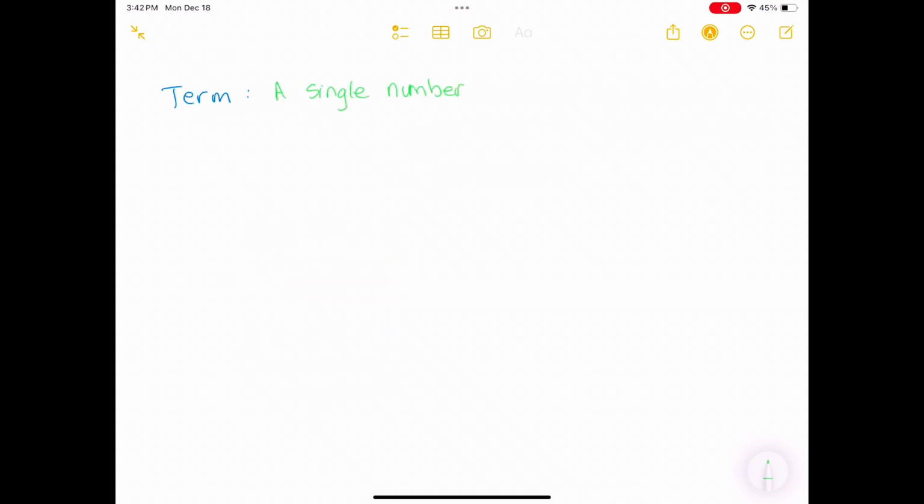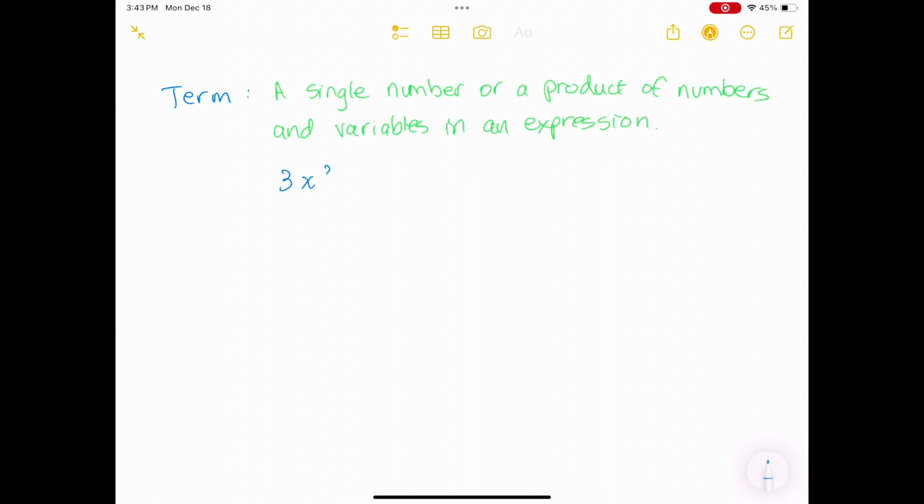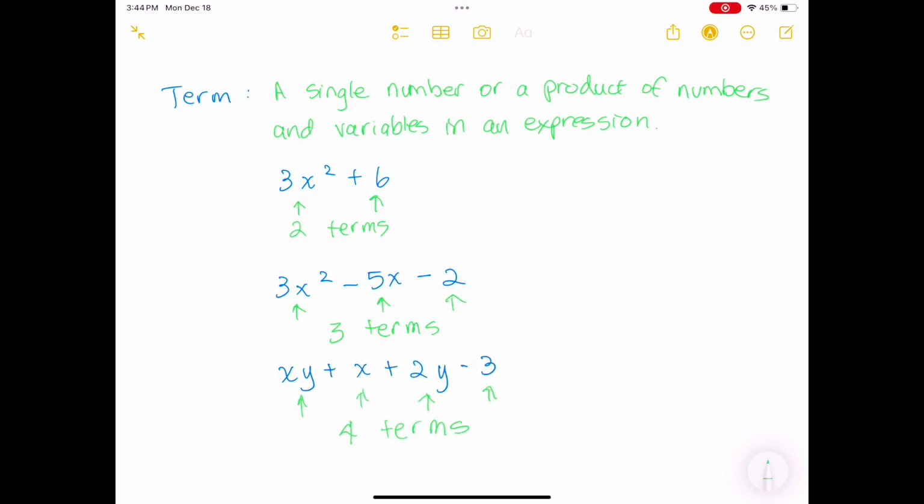A term is a single number or a product of numbers and variables in an expression. There are two terms in the expression 3x squared plus 6. This is also referred to as a polynomial or binomial. There are three terms in the expression 3x squared minus 5x minus 2. There are four terms in the expression xy plus x plus 2y minus 3.